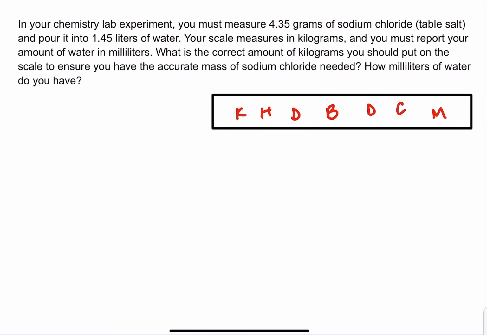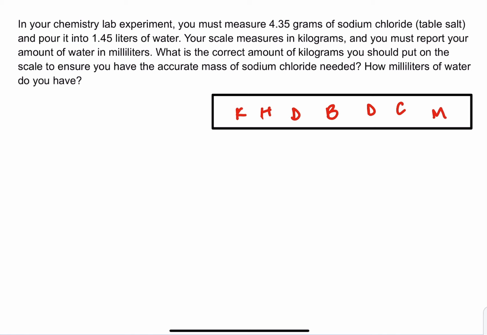In this problem, it states that in your chemistry lab experiment, you must measure 4.35 grams of sodium chloride and pour it into 1.45 liters of water. If your scale measures in kilograms and you must report your amount of water in milliliters, what is the correct amount of kilograms you should put on the scale to ensure that you have the accurate mass of sodium chloride needed? And how many milliliters of water do you have?